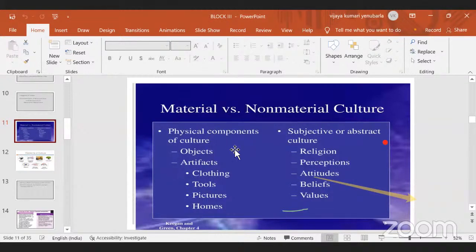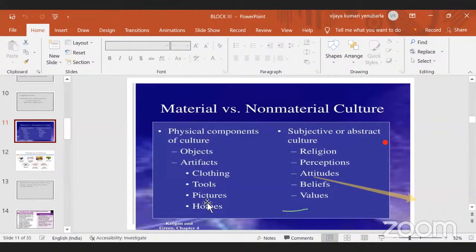So if any gadget comes into our life, human life, obviously it is going to change everything. At least half of the aspects of our life will change. So there is a change in the culture also. So this is material culture. What are the things that you can consider?